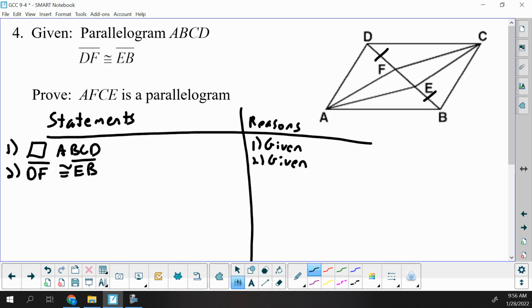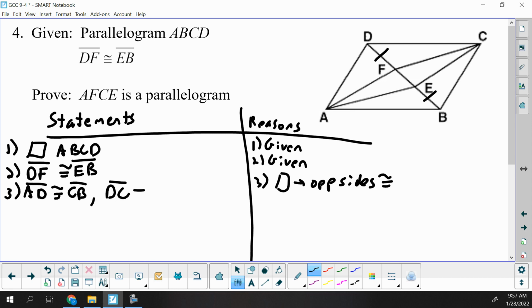Let's use stuff from the outer parallelogram and what it implies to eventually get triangles congruent, and then get stuff in the inner quadrilateral to be a parallelogram. So let's start with parallelogram implies opposite sides congruent. We can use that to get AD congruent to CB, and DC congruent to AB. We'll put a different number of marks on each of those pairs.